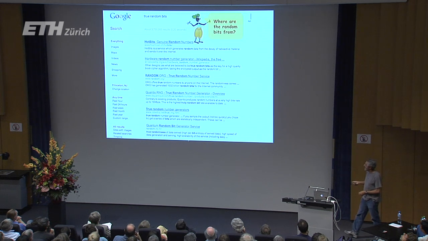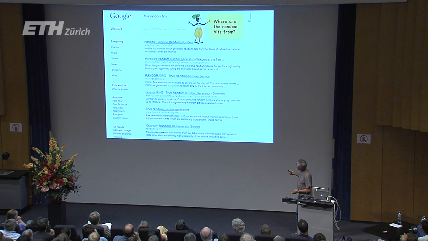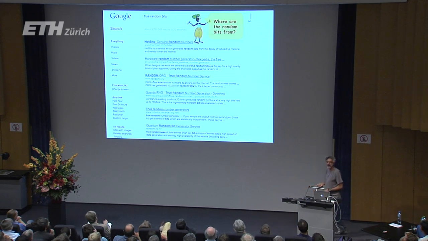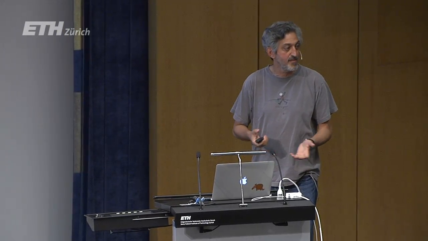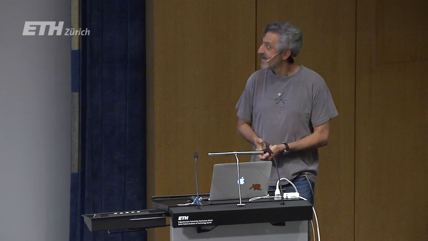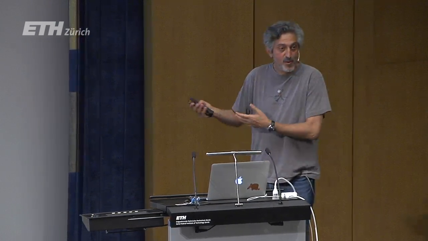And notice that this is just the first page. I think there are about 4 million ways to buy them. Maybe it's not always companies, but there are many companies who sell random bits. It's a money-making business, obviously, because people need them, right?